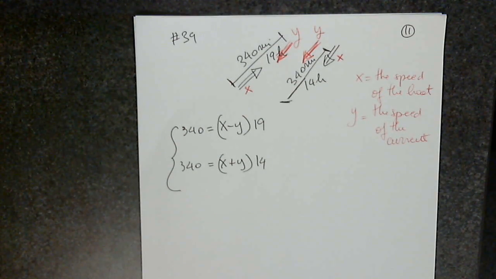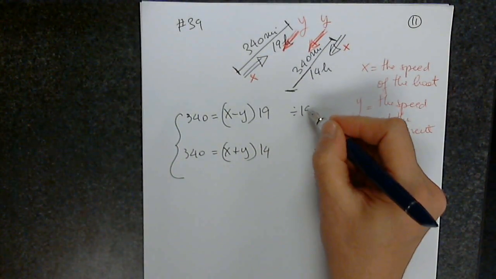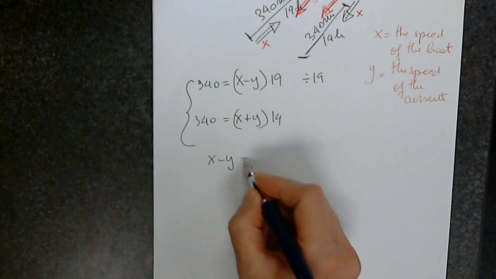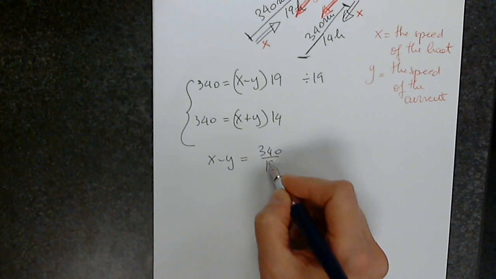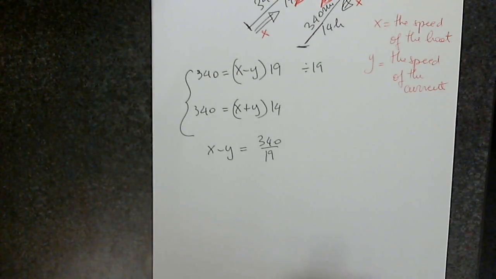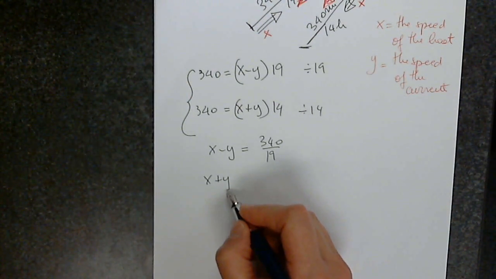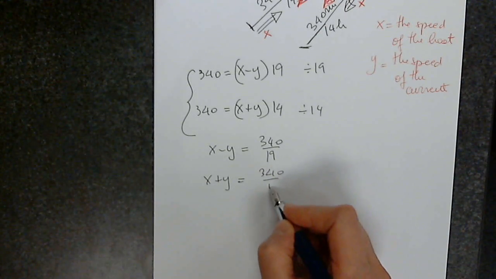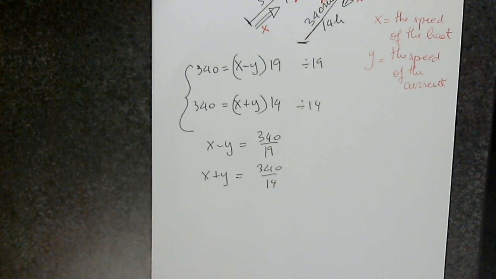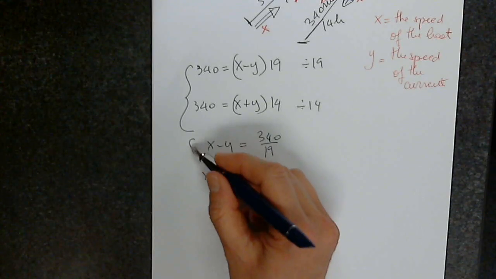We got it? Yeah. Okay, what would you try to do first? Distribute. Yes, but I would rather get rid of that. So I will divide both sides by 19. So I have x minus y equals 340 over 19. Don't bother with that. And the second equation, I will divide both sides by 14, and I will write x plus y equals 340 over 14. Don't bother with that.